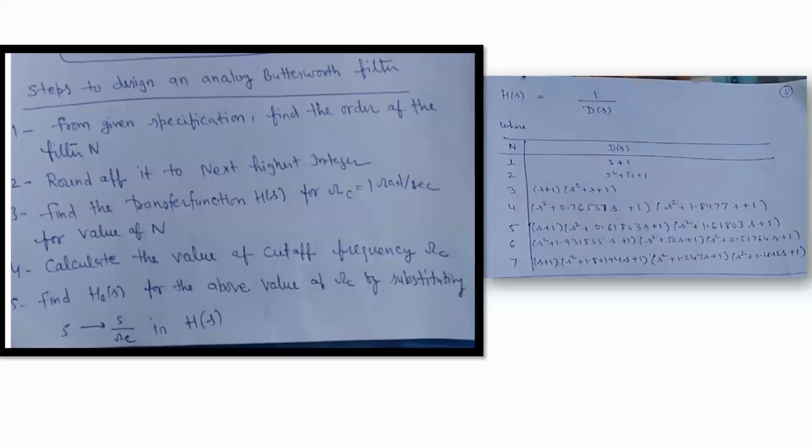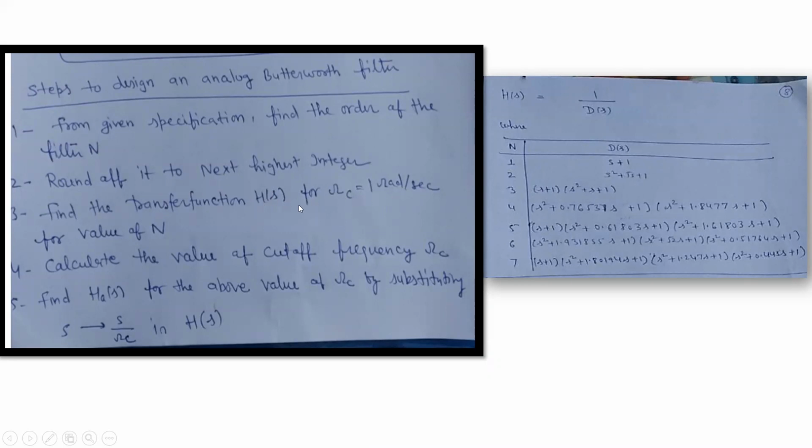Now I come to the recap of the overall steps to design an analog Butterworth filter. First, from the given specification, you have to find the order of the filter, and then round it to the next highest integer. After getting the value of n, you can figure out the transfer function H(s), which is also termed the normalized transfer function, because this is the transfer function for the cutoff frequency of 1 radian per second.